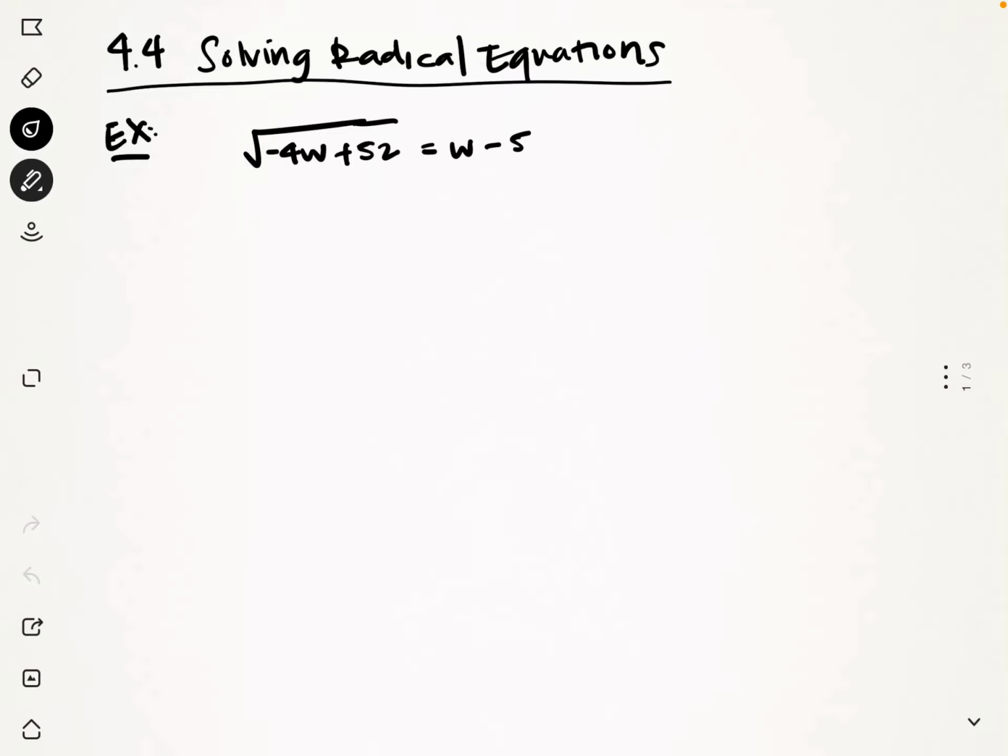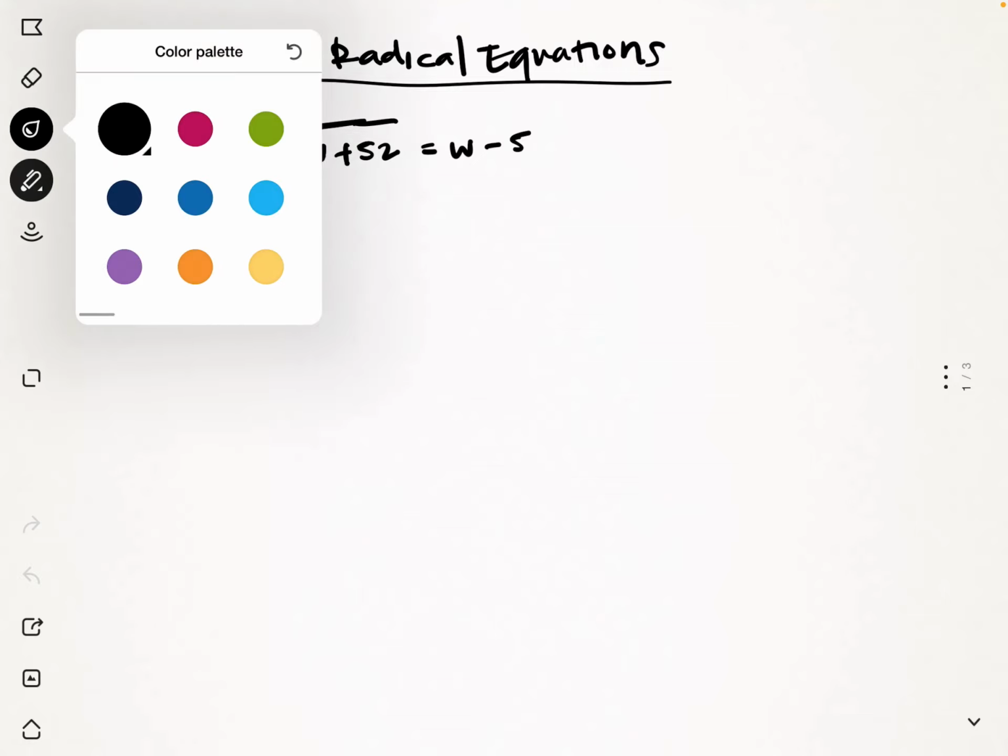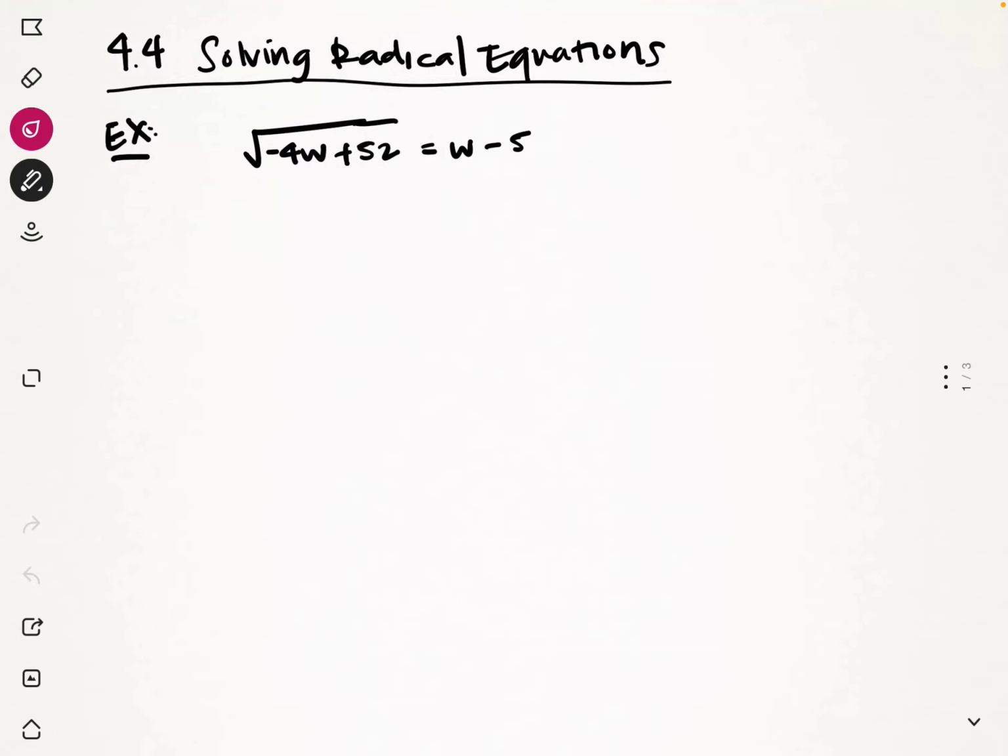Today we're looking at 4.4, solving radical equations. So we're just kind of continuing with what we did last time. Just remember, we undo square roots with squares. Let's change colors here and get started.